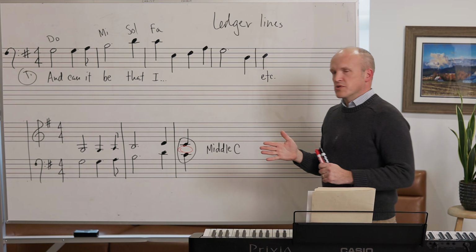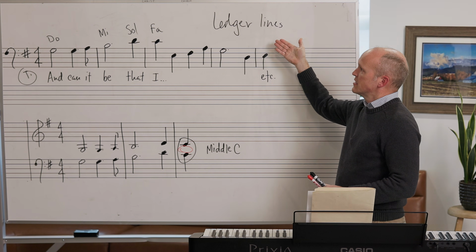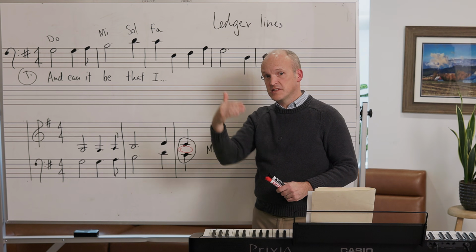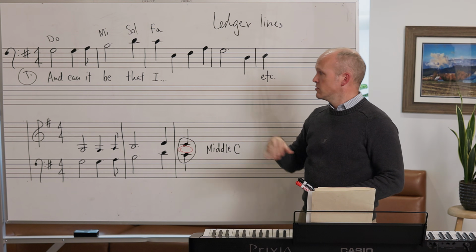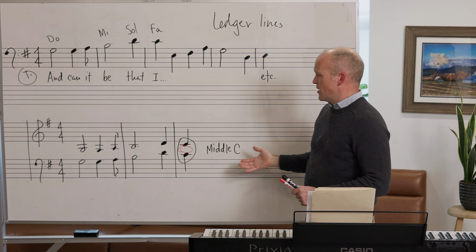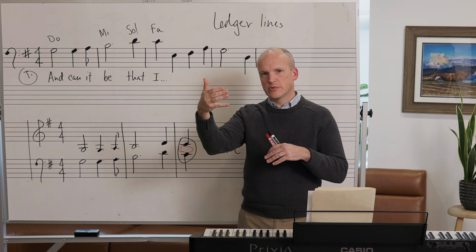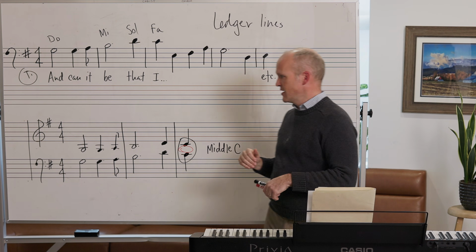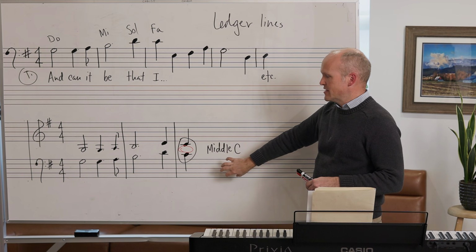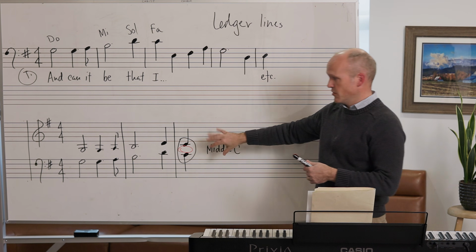Again, just to review what we're talking about today, we have talked about the concept of ledger lines, which is a little scrap of staff which extends the staff above or below the given staff. We also talked about middle C as being that point of intersection between the treble clef staff and the bass clef staff. And then also shown that the treble clef staff and the bass clef staff, when they travel together on the page, are called the grand staff.